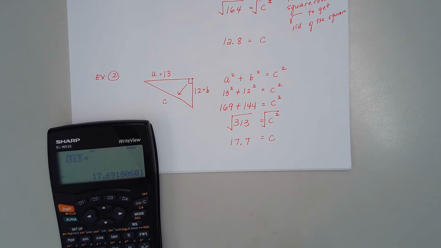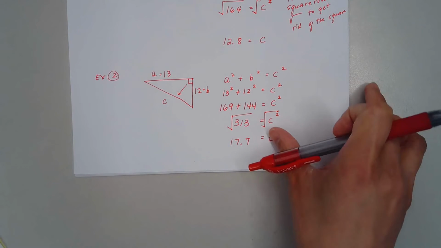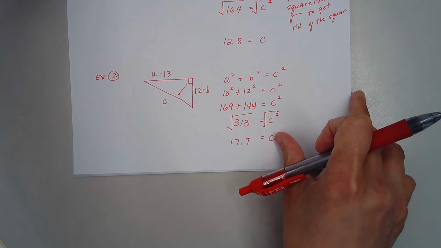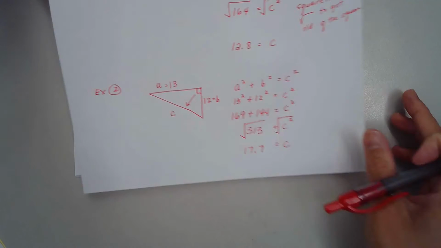You have to use a calculator. Square root of 313. Equals. Okay, we're going to do one more, just to make sure that we get the home run here. 17.7. You got it.